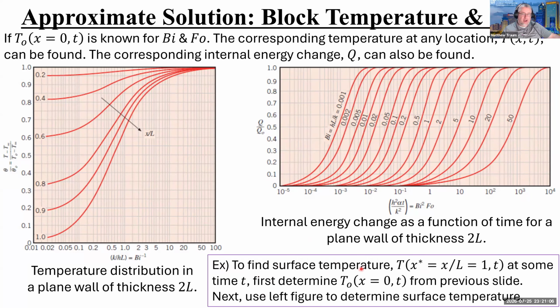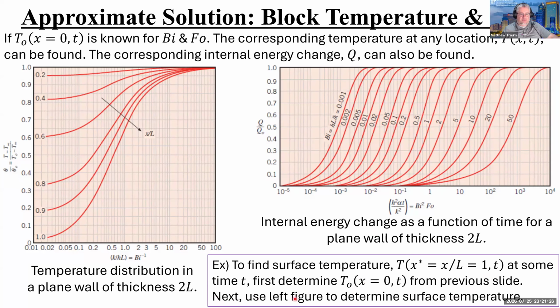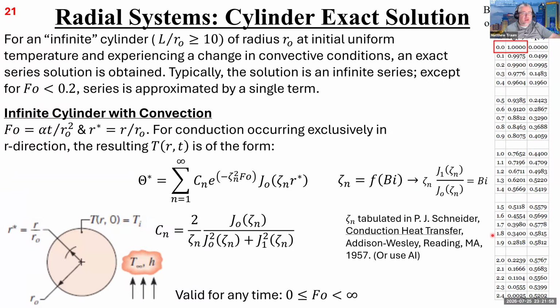So to find the surface temperature, which is the spot where x star equals 1, because x equals L, so L over L is 1, at some time t, you first determine the midline temperature at that time. So you go back here, determine the midline temperature at that time. And then you use the figure on the left to determine the surface temperature. So that would be the line x over L, so L over L is 1. So you're on this line, and you know the Biot number. So from the Biot number and where you are on that line, you read over, and that's your theta value, right? Okay, so that's how that's done. All right. Cool. So we're done with slabs, plane walls, and now we're going to move on to cylinders.